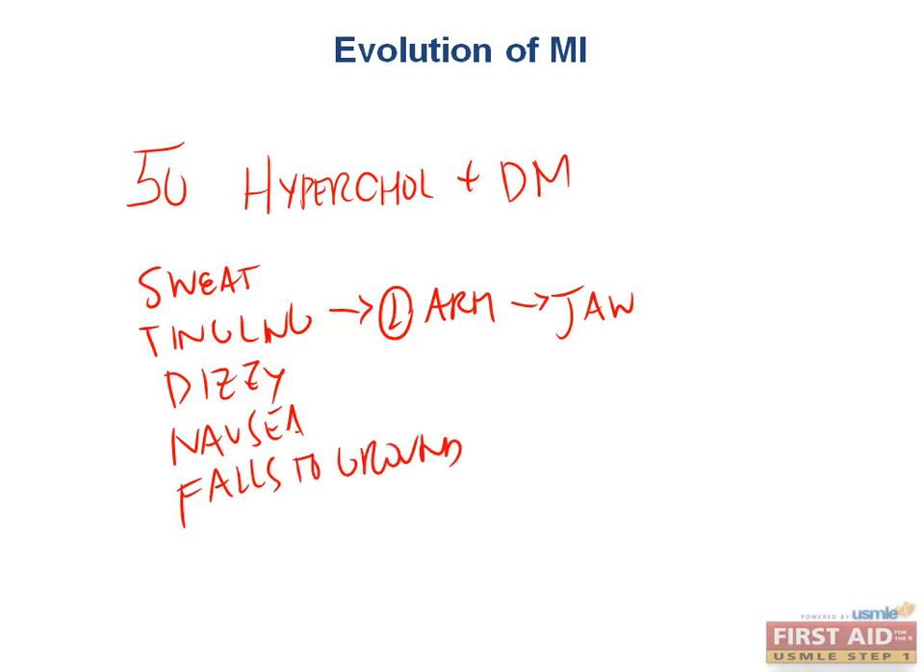What happened? Well, we're talking about MIs. He suffered a myocardial infarction that caused hypoperfusion to his brain. His brain didn't like that, so it caused him to pass out.